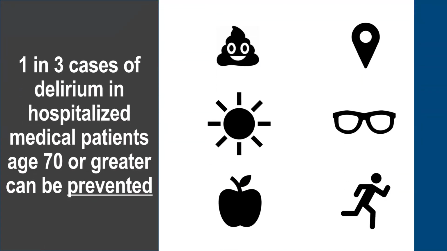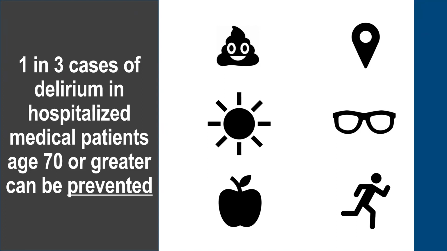1 in 3 cases of delirium in hospitalized medical patients aged 70 or greater can be prevented. So how can we help? Well, there are many ways to help, and these little icons are great ways to think about it. The sun is important there to help with day-night cycles. This is a critical element in the hospital. We interrupt sleep, we make it difficult for patients to sleep, and delirium worsens a patient's normal sleep cycles. So it's very important to have bright lights on during the day, try to get patients up and active during the day, and then help with lower lights at night.